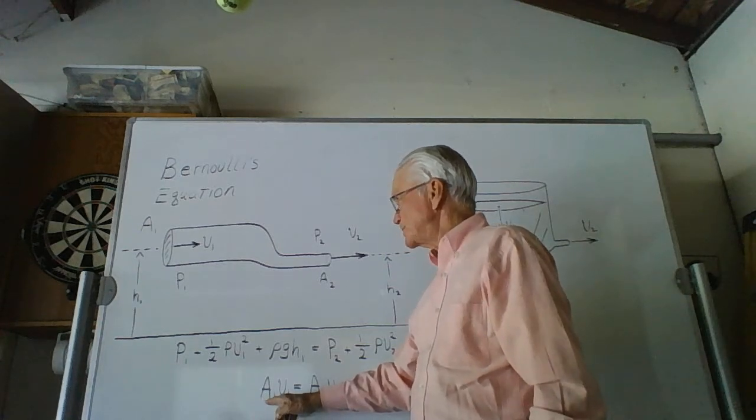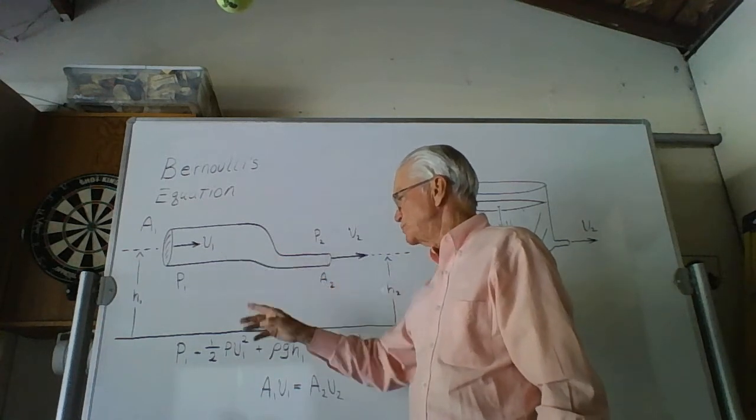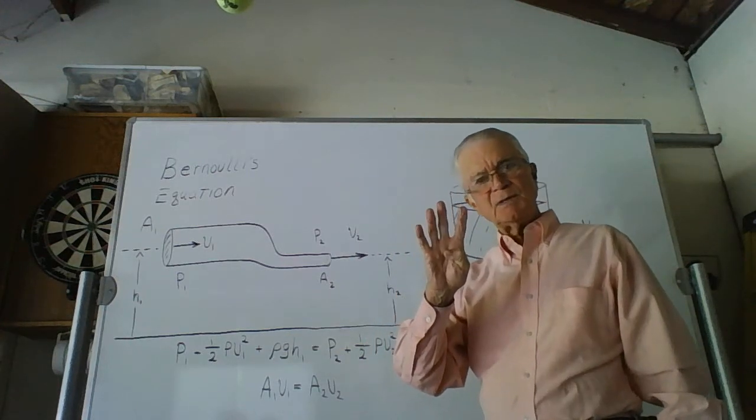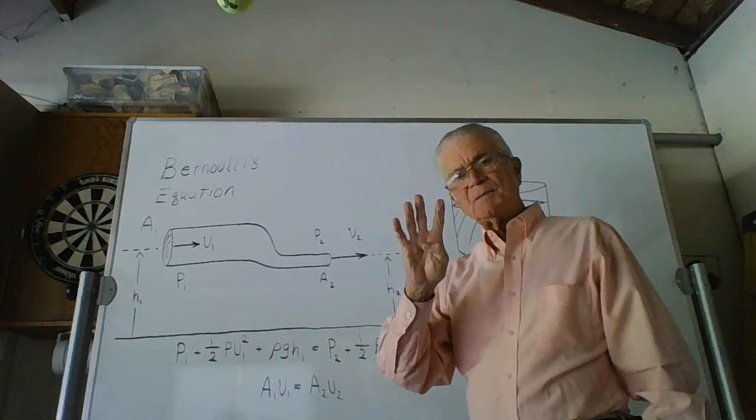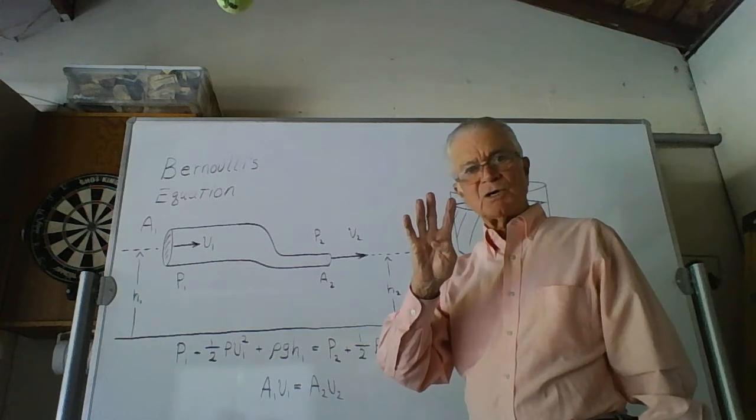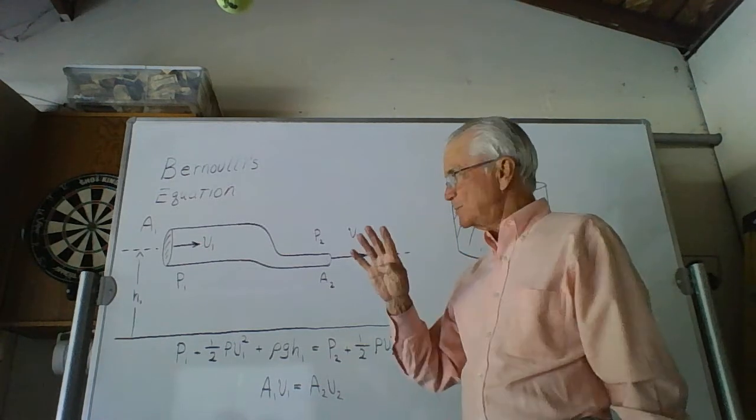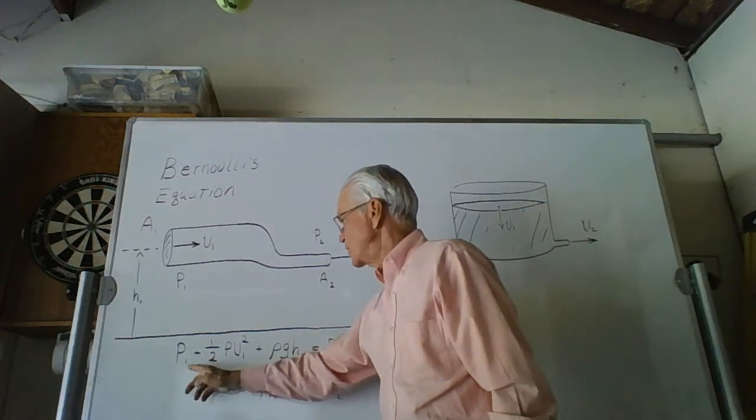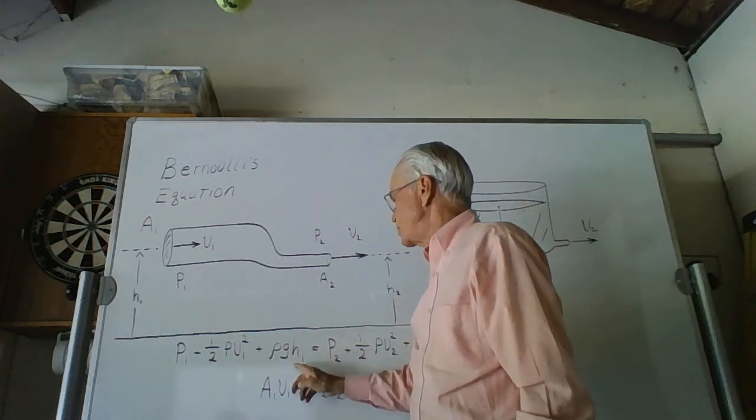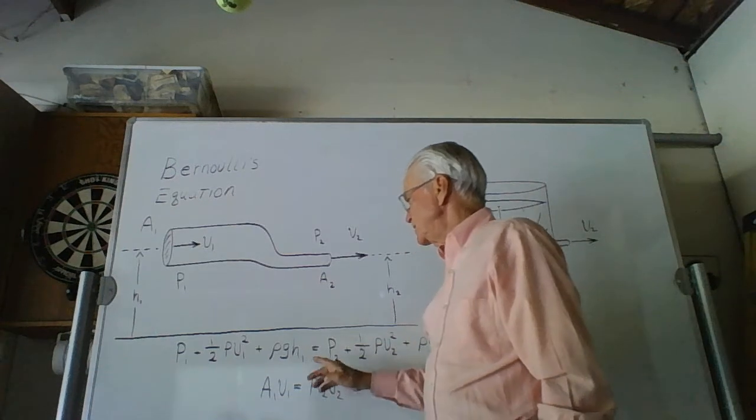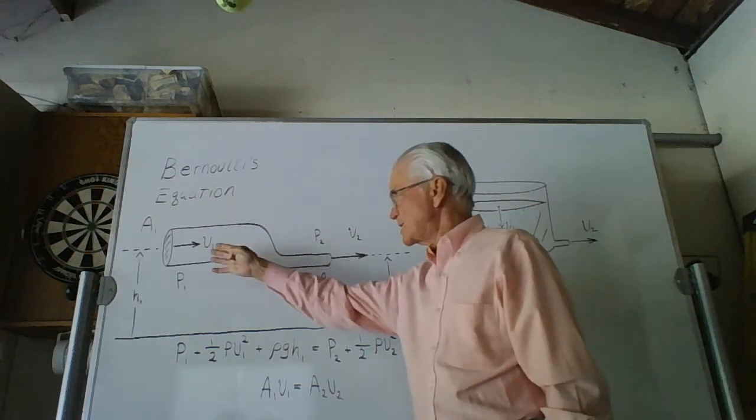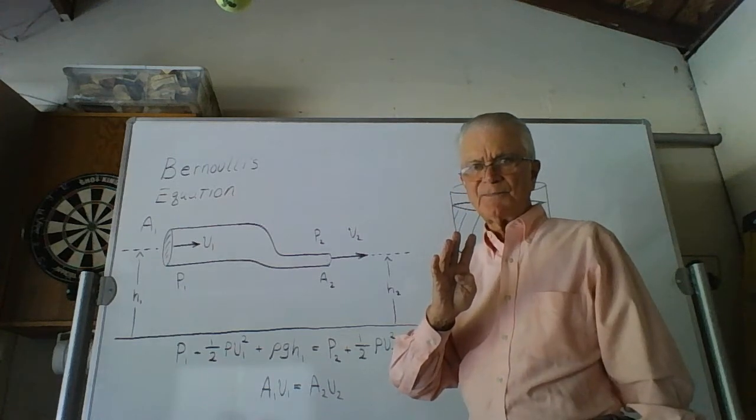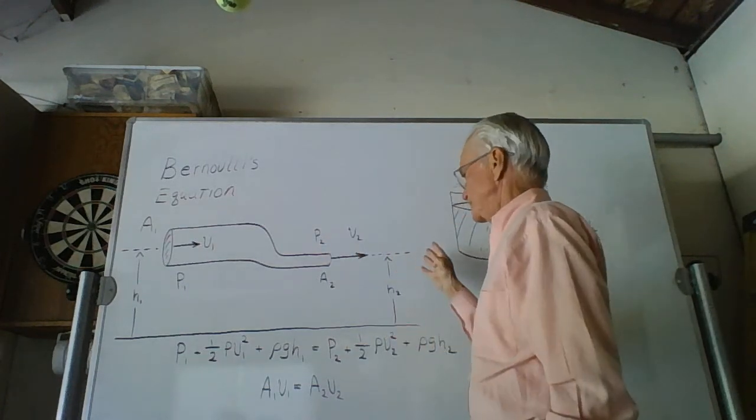So associated with the left side of this pipe through which water is flowing, there are 4 variables that will often be dealt with in our solution of a Bernoulli's equation problem. Count them again. P1, V1, H1, and A1. 4 variables for the left side, and 4 on the right.